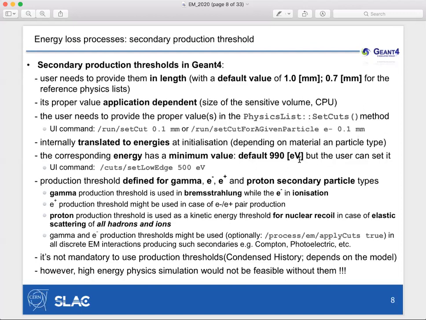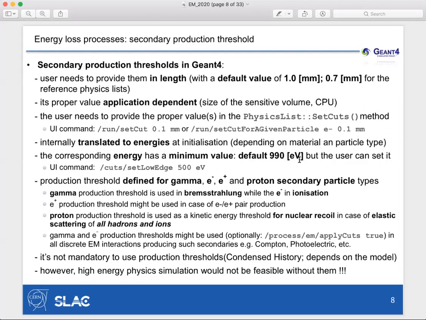And one special thing is the proton secondary production threshold, but this is actually a rather different story, because it's used as a kinetic energy threshold for nuclear recoil in case of hadron elastic interactions, for all hadrons and ions.